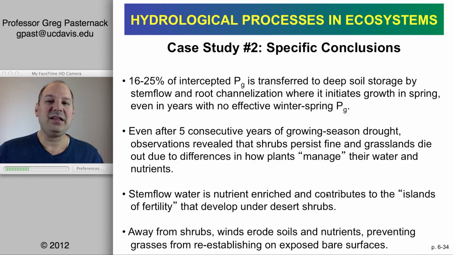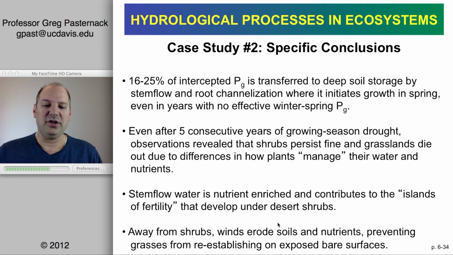And so there's this dramatic difference in how these different kinds of plants, the shrub morphology versus grass morphology, is able to manage or hoard their water. Shrubs concentrate it in a small area right around the roots, whereas because grasses are distributed and don't have those deep root networks, they can't do that.